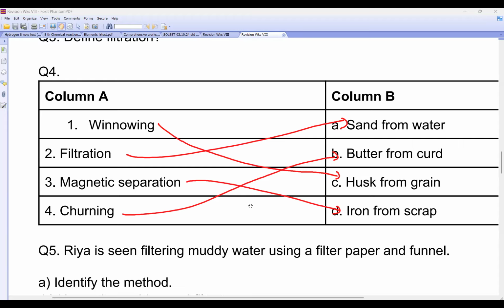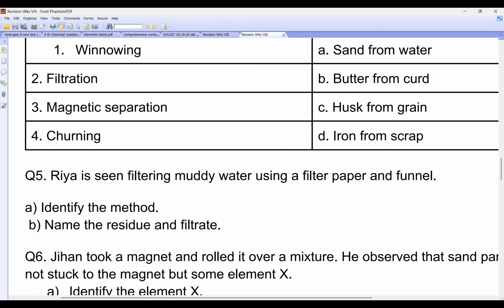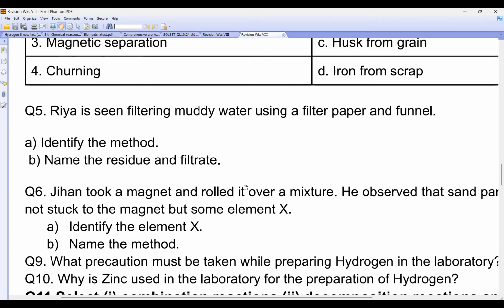What is churning? Do you know what churning means? You have seen it in villages, beta. They take buttermilk and churn it like this. So what will happen? All the makhan (butter) comes up. It is not in the textbook, but you should know, beta. If it is given in your school worksheet, you should know.